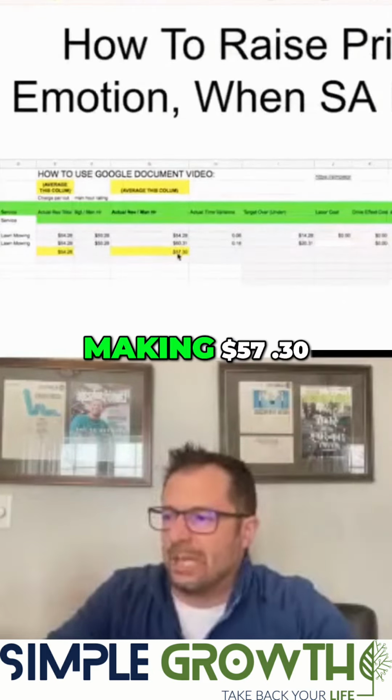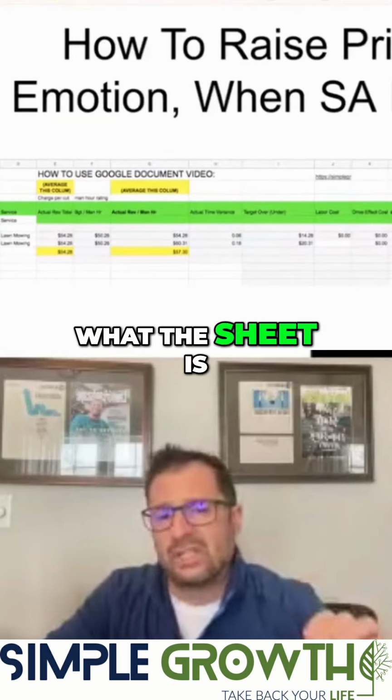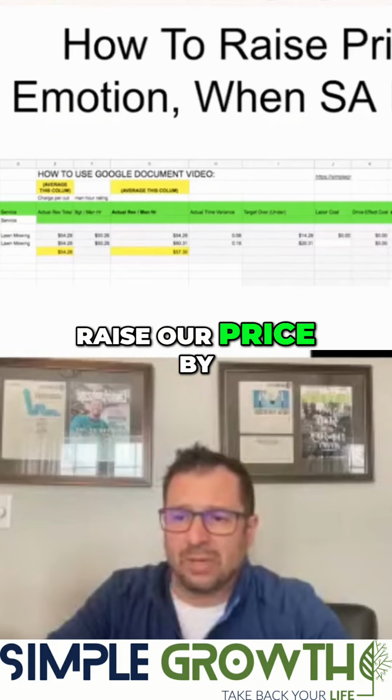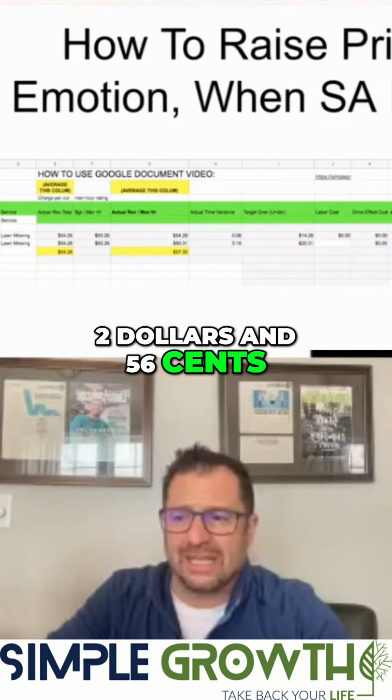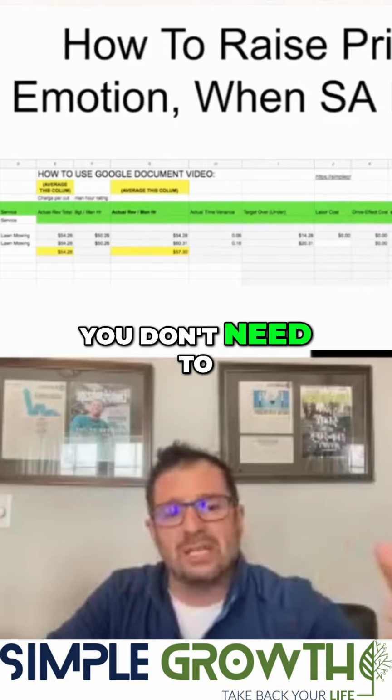So that's what we want in there. But let's say we're making $57.30. Our goal is $60. What the sheet is going to spit out from this export to Service Autopilot is we need to raise our price by $2.56. If we were making $60 an hour, the sheet would say you don't need to raise your prices.